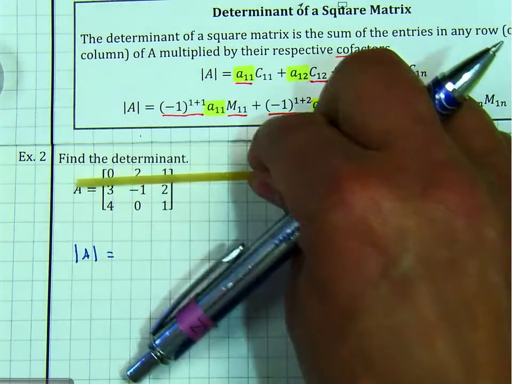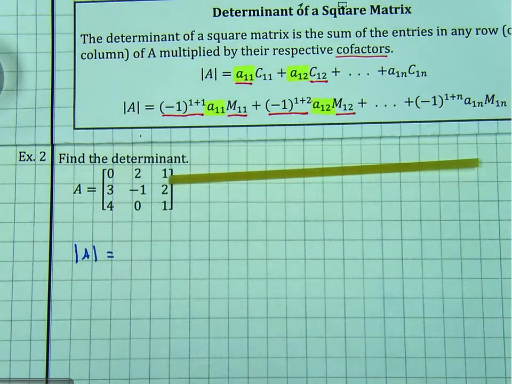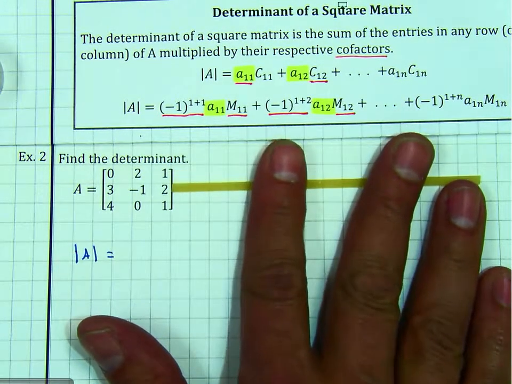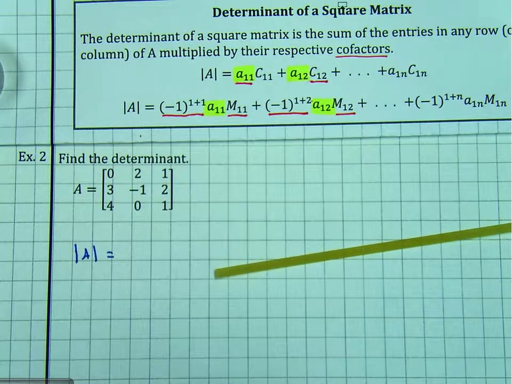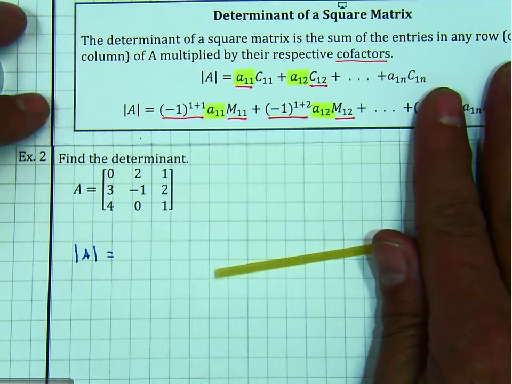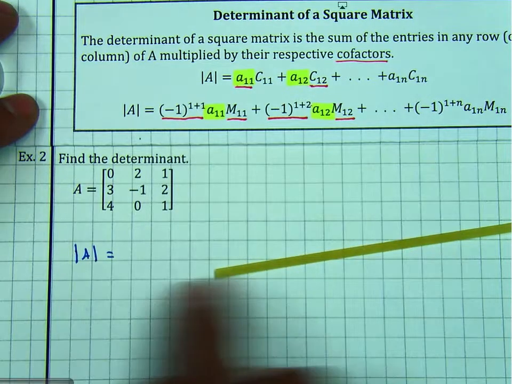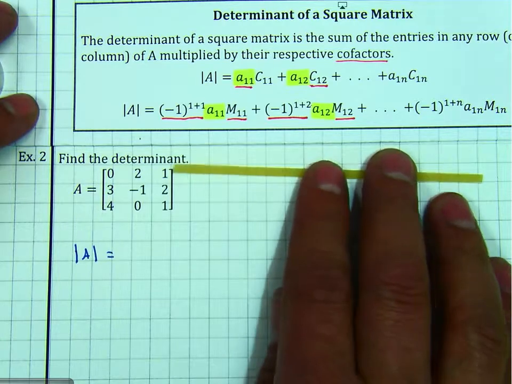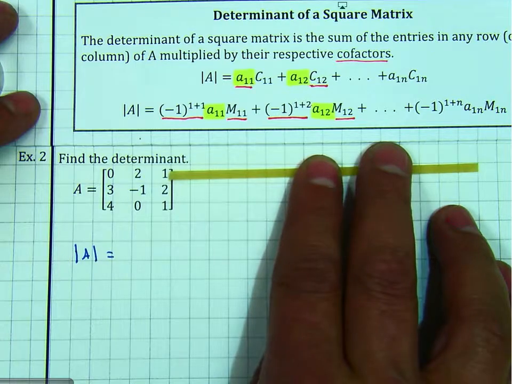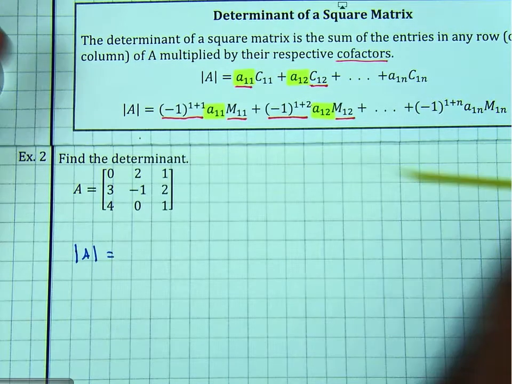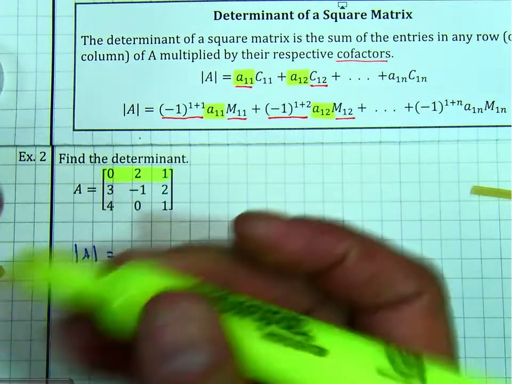So do you guys want to work with the rows or the columns? Perfect. Rows. You need to decide whether you're going to use the first row, second row, or the third row. Now I'll give you guys a hint. I prefer to use the one that has the most zeros or the smallest numbers. In this case, I see row number 1 has a 0, but also row number 3. But number 1 has smaller numbers, so I'm going to use row number 1. So I'm going to highlight it. I'm using row number 1.